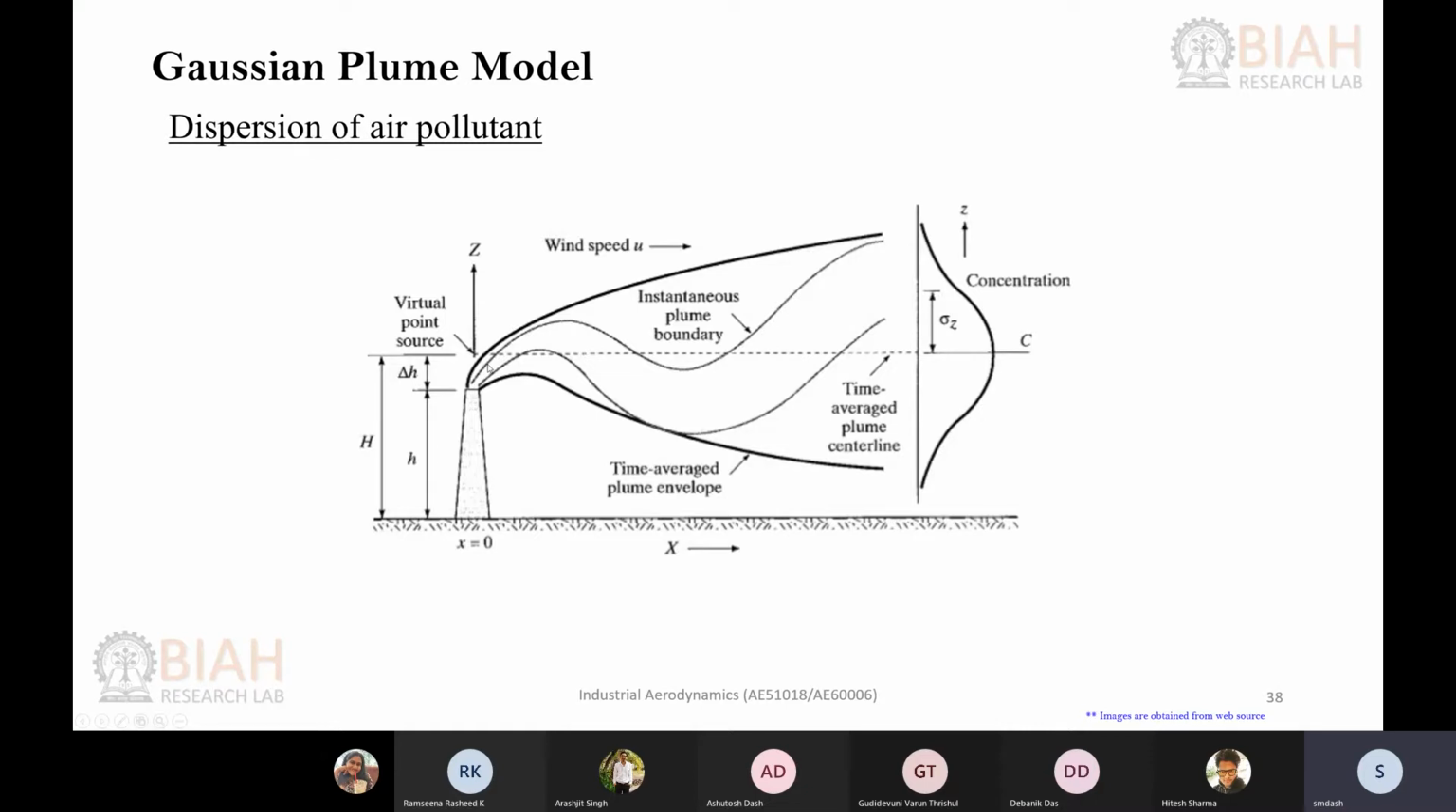Now, if you see the plume, generally they are fluctuating. There will be some scale of fluctuation. So on an instantaneous trajectory, you can see some sort of fluctuation. But if you do a time averaging of that, you can very well find out they follow a particular type of density distribution or probability density distribution function.